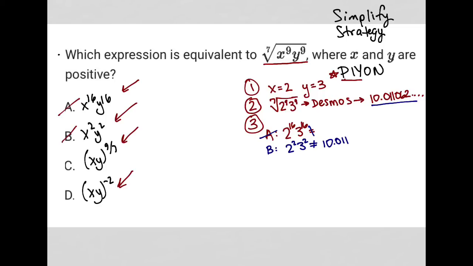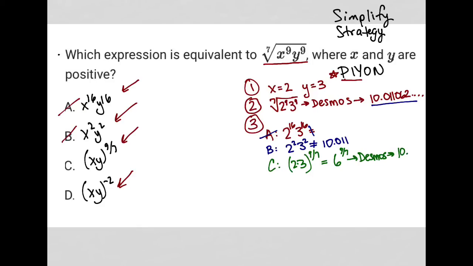Let's try choice C. So when I try choice C, I say, well, is it true that 2 times 3, because those numbers by each other just means 2 times 3, to the 9/7 power, which means I'd have 6 to the 9/7 power. I throw that into Desmos, and guess what I get? I get the exact same value that I had when I plugged these numbers into the original.